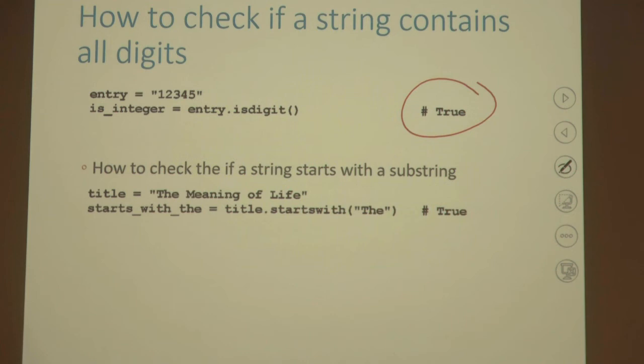Huh? Because, I mean, isdigit works with what? With strings. And definitely, the input is a string. But what it's checking is what is inside the string, digits or letters? Okay, letters or digits, okay? So how do you check if the string starts with a substring? Okay, so what is the string in here?